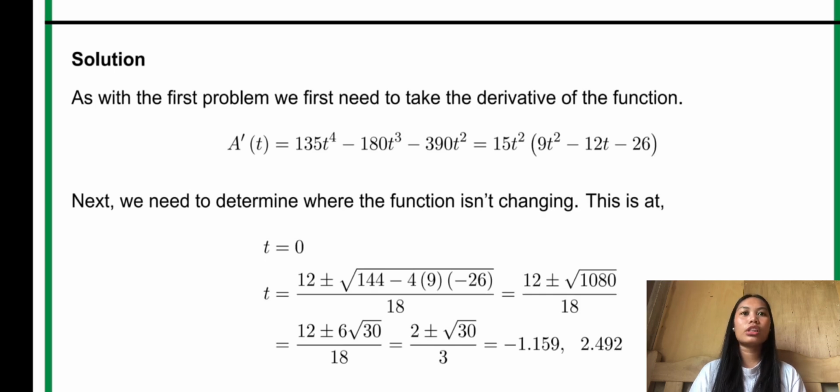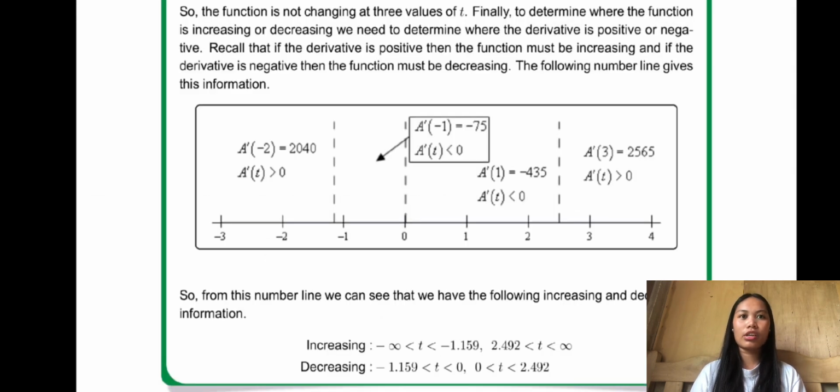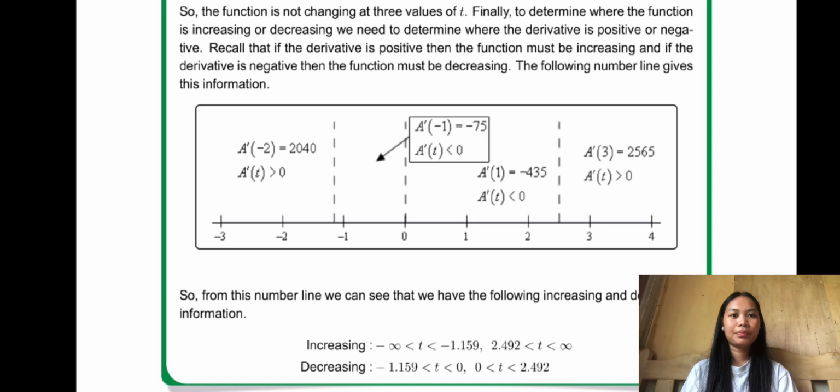To determine whether the function is increasing or decreasing in different intervals, we need to check the sign of A'(t) around the critical points. The sign of the derivative tells us the function is increasing if the derivative is positive, or decreasing if the derivative is negative. For t less than -1.159, the derivative is greater than 0, so the function is increasing.